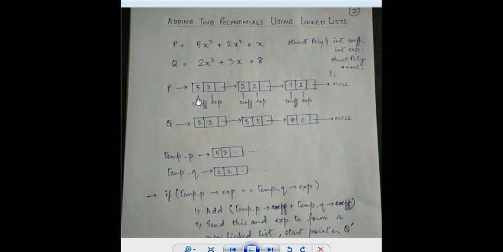So when you add, you have P pointing to 5, the first node, 5 is the coefficient, and Q pointing to 2, which is the first node of the second polynomial. So I compare the exponent values. I can add only if the degrees or the exponents are the same. So if you see the first nodes, the exponent is different, so I cannot add 5x cubed plus 2x squared.